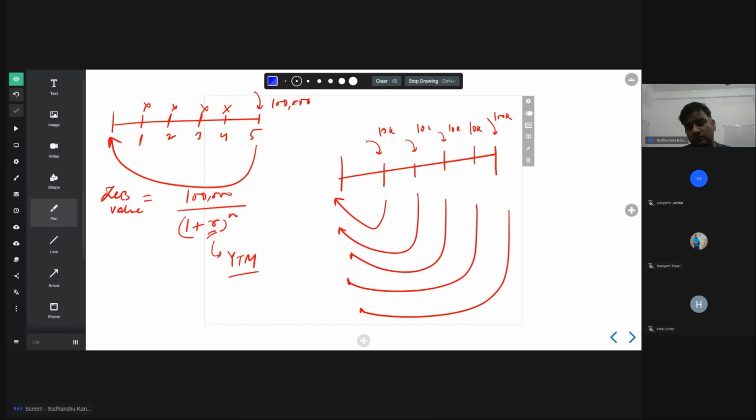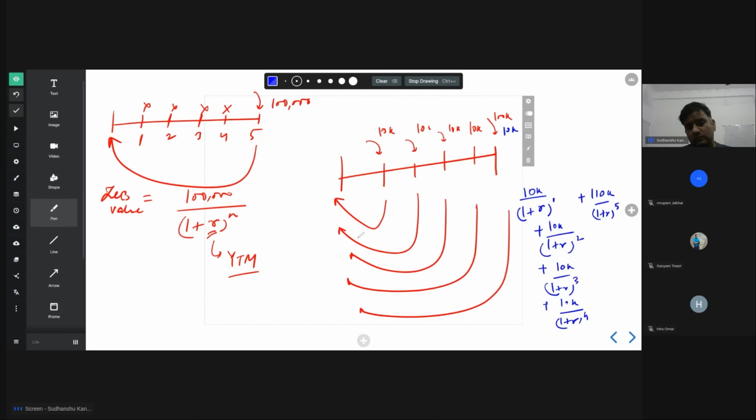When I say discount all five cash flows, you will say, first cash flow I have is 10K divided by 1 plus some rate, raised to power 1. Then 10K, 1 plus R square. Then 10K, 1 plus R cube. 10K, 1 plus R to the power 4. And finally 110K, because 110K is also coming here, divided by 1 plus R raised to power 5.